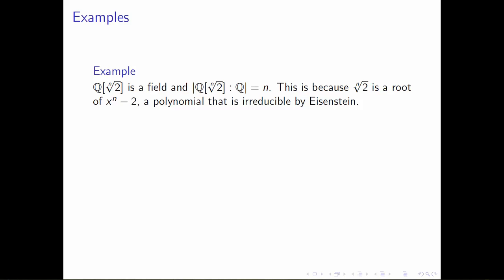you know that when you take this element and you join it to the rational numbers, you're getting a field. The reason that you know it has degree n is because of the irreducibility of x to the n minus 2 and the fact that that's a monic polynomial. A monic irreducible polynomial means it's the minimal polynomial, and we know that the degree of the minimal polynomial is the degree of the extension.